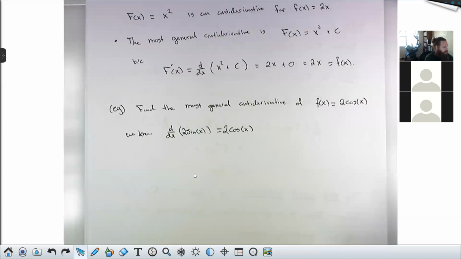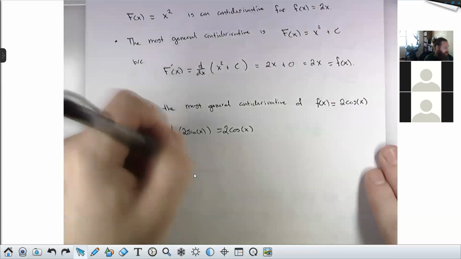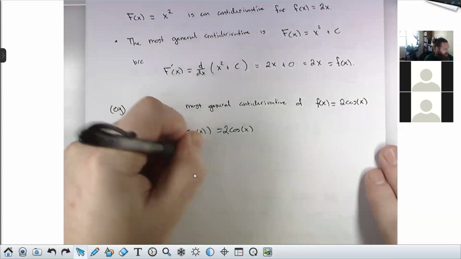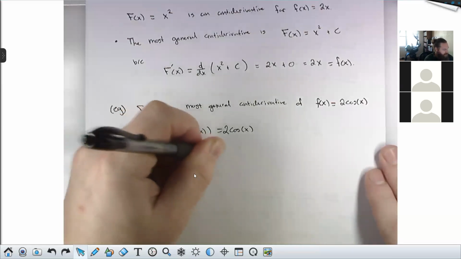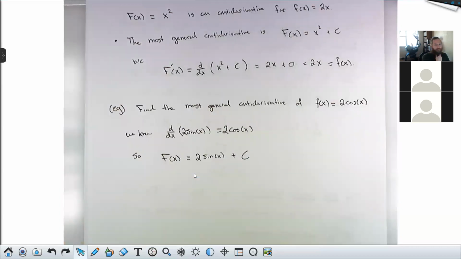Okay, so capital F here would be 2 times the sine of x plus a constant.